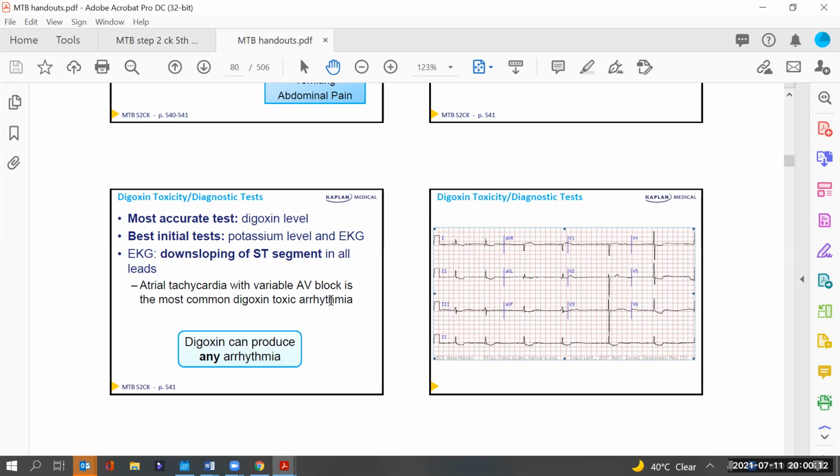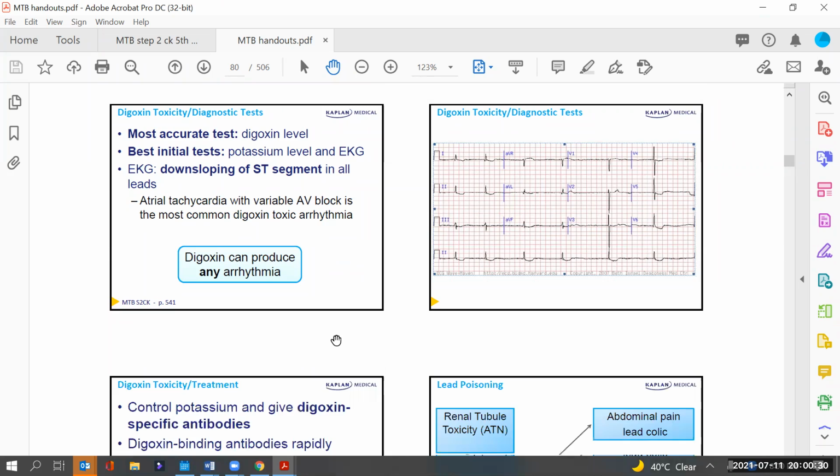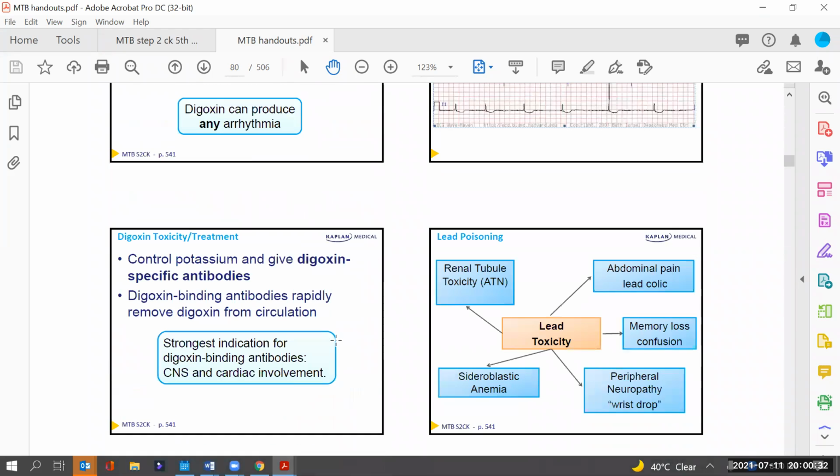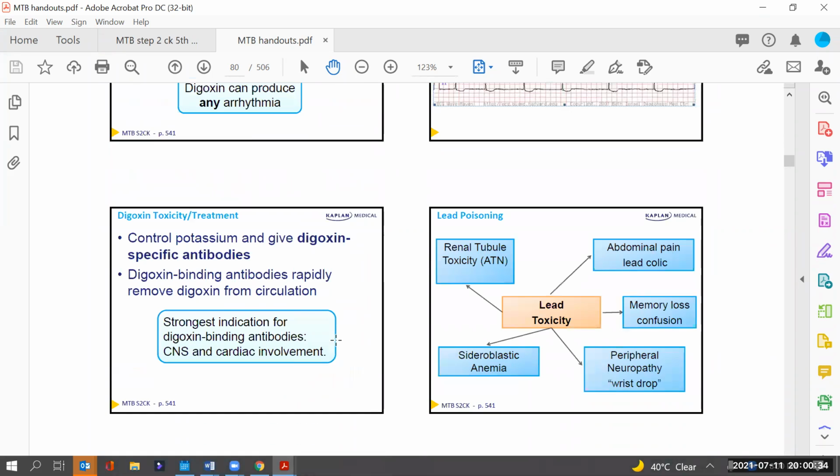My question was that the digoxin is anyhow acting over the SA node. Yes, the site is the SA node, exactly. So in any case, the pathophysiology will remain the same. Exactly. True. Okay. All right. So now let's see the question. I think there is nothing more significant here.